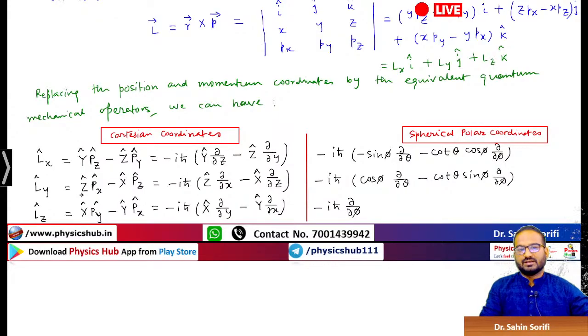So you don't need to remember these in spherical polar coordinates. You only need to remember the last one, Lz. Lz is important: minus i h cut del/del phi. This one you need to remember in spherical polar coordinates. While solving problems, this Lz part will come up repeatedly. Okay.